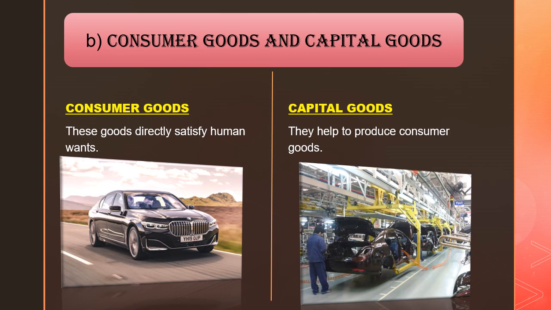On the other hand, capital goods are those goods which help to produce consumer goods, and they also include goods which are used to make money. I will give you an example. If you bought a car for your own purposes, it would be considered a consumer good. For a taxi driver, that car will be considered a capital good because he is using it for the purpose of earning money. That's why it is considered a capital good.